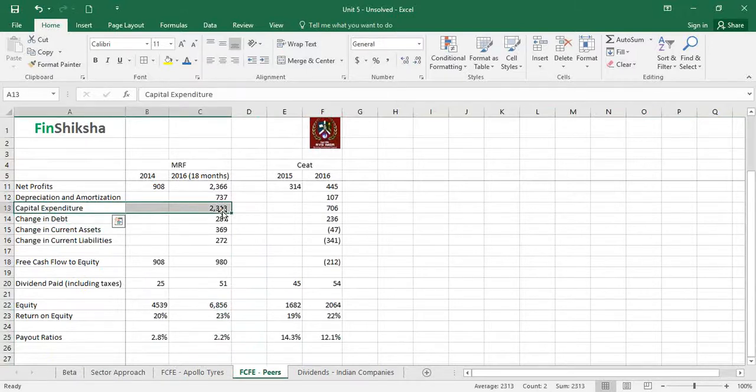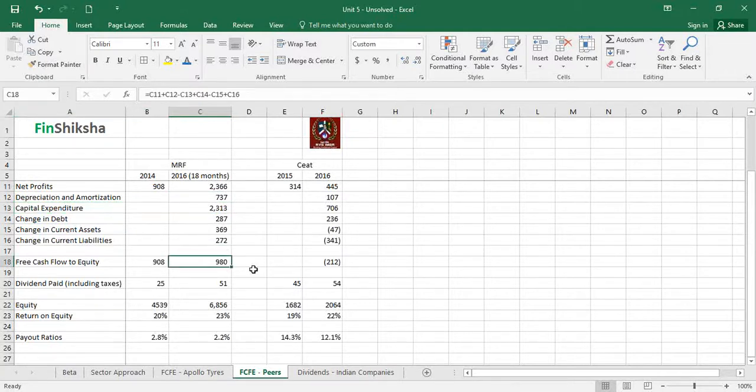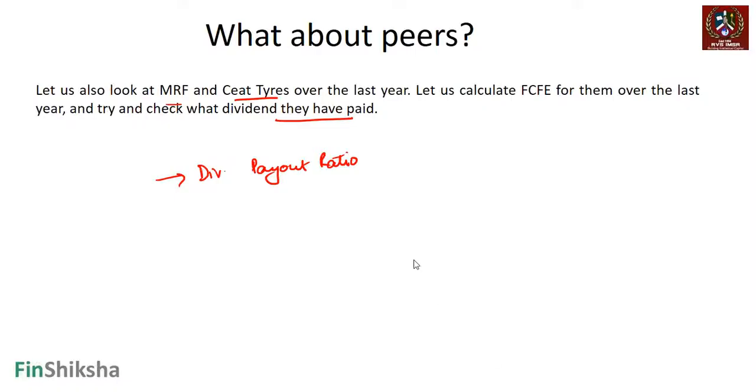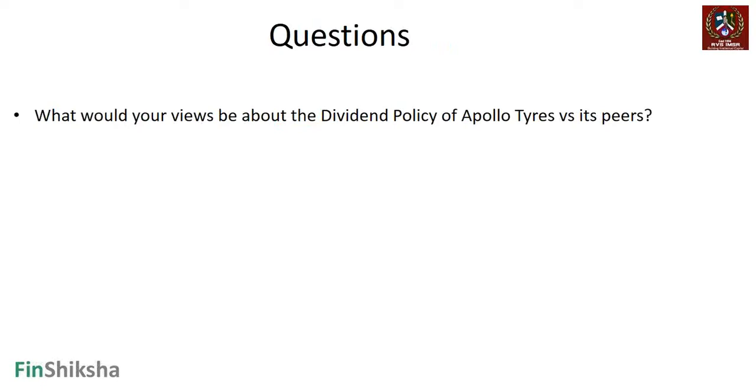They're reinvesting in this business, and so from profit of 2366, they end up with a free cash flow of only 980, which means there is a lot of investment in the business that's going on, which possibly might explain why the dividend payout ratio is less and why the dividend paid is also less. That's how you go about doing this for the peers.